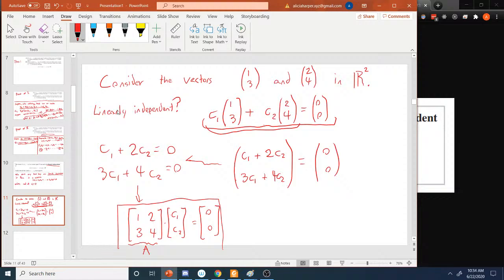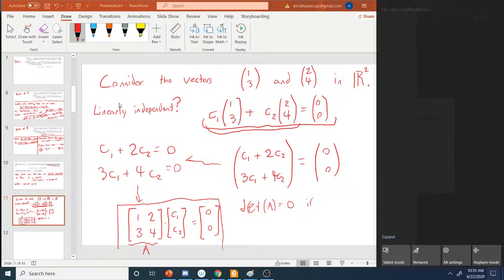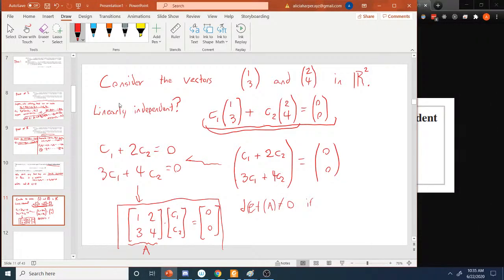So to analyze whether A has a null space or not, we have to look at the determinant of A. The determinant of A is not equal to 0 if and only if the null space of A is equal to 0, the 0 subspace.